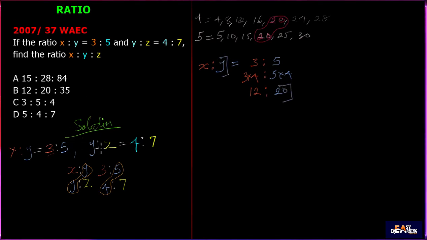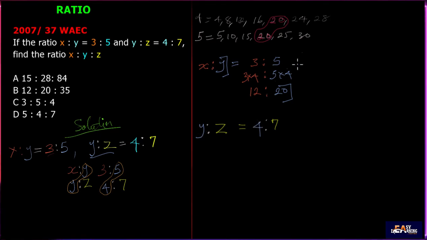Great. Now let's pick the next ratio, this other ratio we have, y is to z. The value that we have for y in this case is 4. And then z is what? z is 7. Great. Now we are going to change. Look at y, which is 4 in this case.